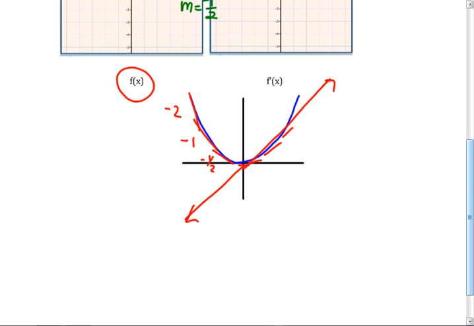I can do that because I know what the derivative is. It's going to look like a straight line. Basically, you want to look for your zeros, and you want to look for where the slopes are negative, which is on the left side here, and where the slopes are positive on the right side. So we could do that.